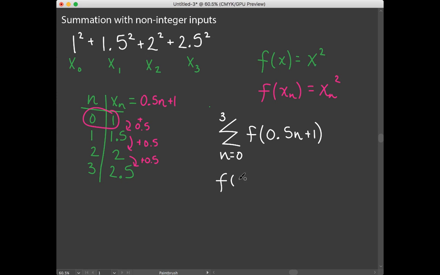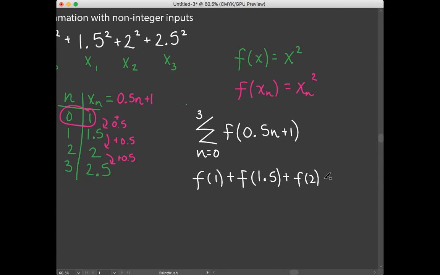Now by doing that, when I plug in 0 for n, I'll get 0 plus 1. So I'll start with f of 1. I'll plug 1 into the function. Then when I plug in 1, I'll get 0.5 plus 1, which is 1.5. Then when I plug in 2, 0.5 times 2 is 1, and 1 plus 1 is 2. And then, of course, I'll keep going. When I plug in 3, 0.5 times 3 is 1.5, and 1.5 plus 1 is 2.5. So now I've changed the inputs of my function to be these decimal values that I want instead of the integer values. And so then I would have 1 squared plus 1.5 squared plus 2 squared plus 2.5 squared.